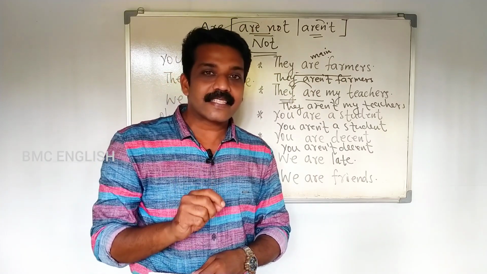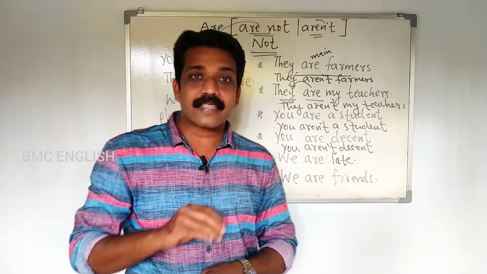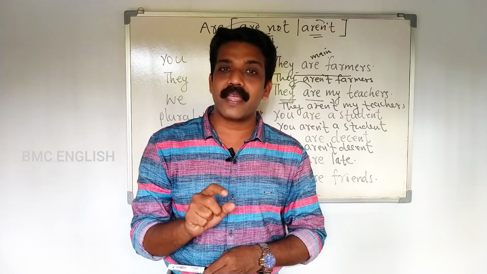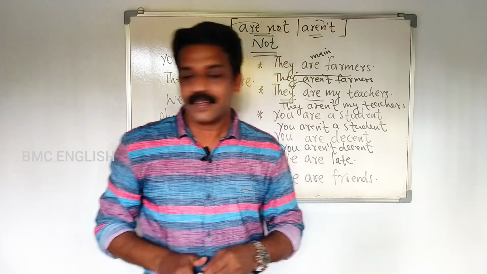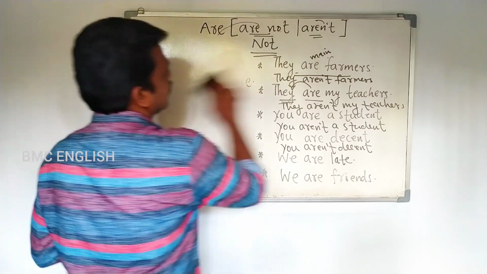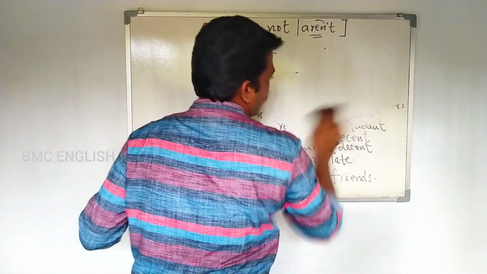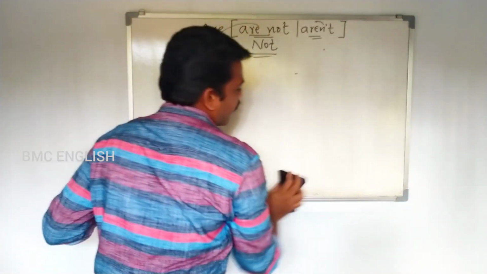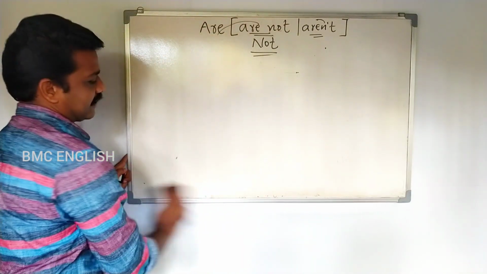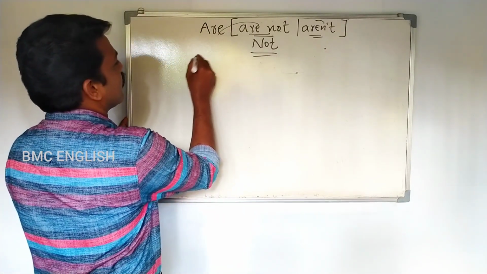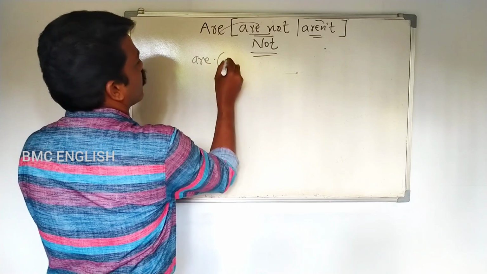Now, let's learn how to use are as an auxiliary verb. An auxiliary verb helps the main verb. Let's go through some examples. Repeat after me. You are, they are, we are, Ravi and Maya are. Are, auxiliary form.